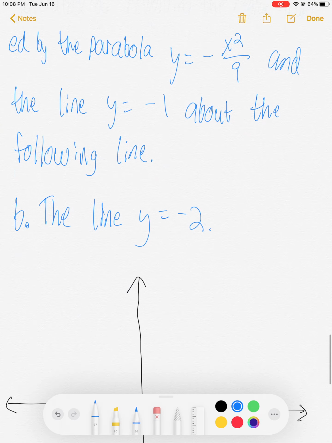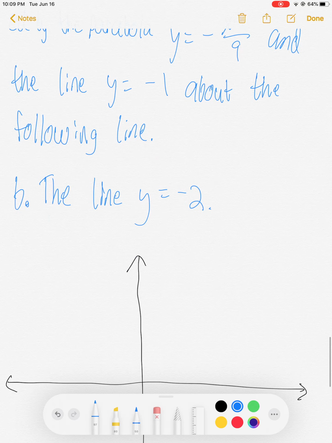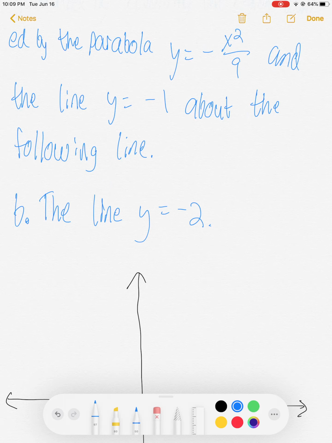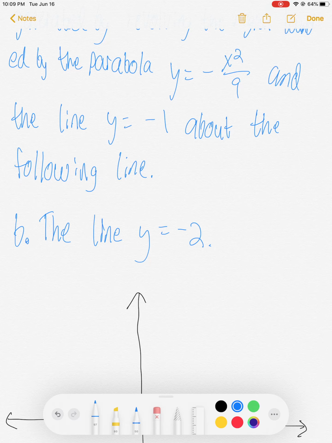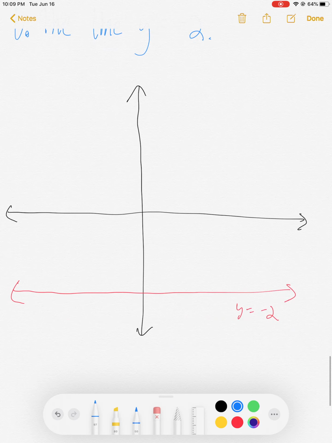Oh boy. Well, I don't know exactly what that looks like, but thankfully I don't need to know exactly what it looks like. What I need to know is that it's going to be a parabola, which opens downward because of the negative out front. And I know that it's going to have its vertex at the origin because we haven't shifted at all. We've scaled a little bit with the division by 9, and we flipped it with the negative, but we have not shifted at all. So that's going to look something like this.